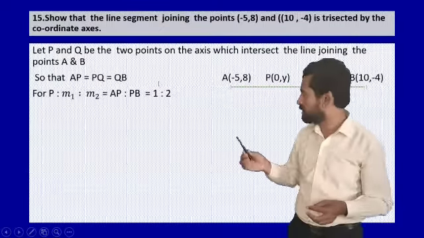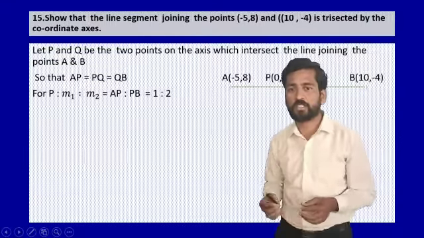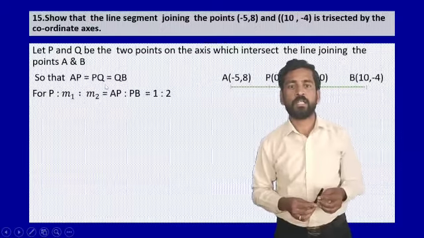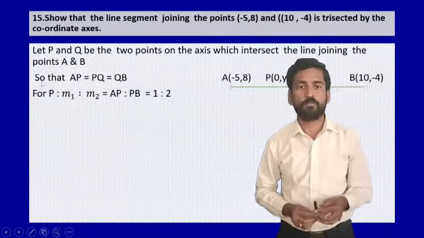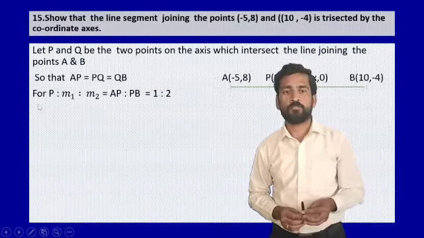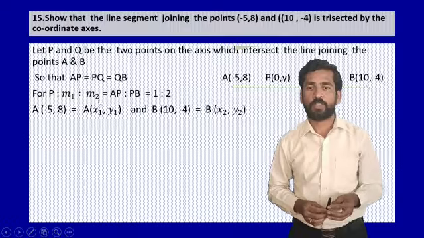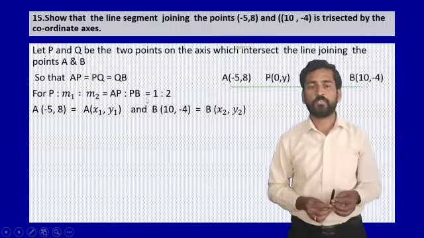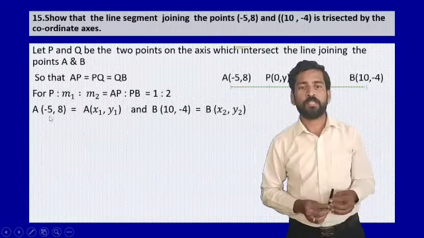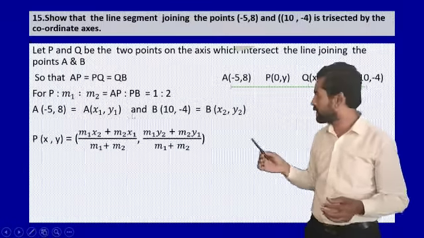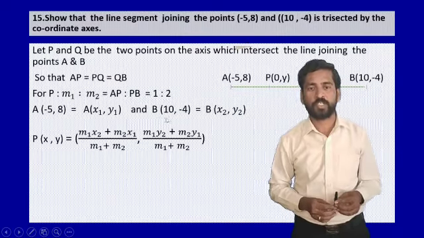(x, 0). Q is on the x-axis, and P is on the y-axis. We have considered them so that AP equals PQ equals QB. So now let us find out the point P. The ratio m1 is to m2, AP is to PB, equals 1 is to 2. This is similar to the last problem. And A point (-5, 8) is taken as x1, y1, B point (10, -4) taken as x2, y2.